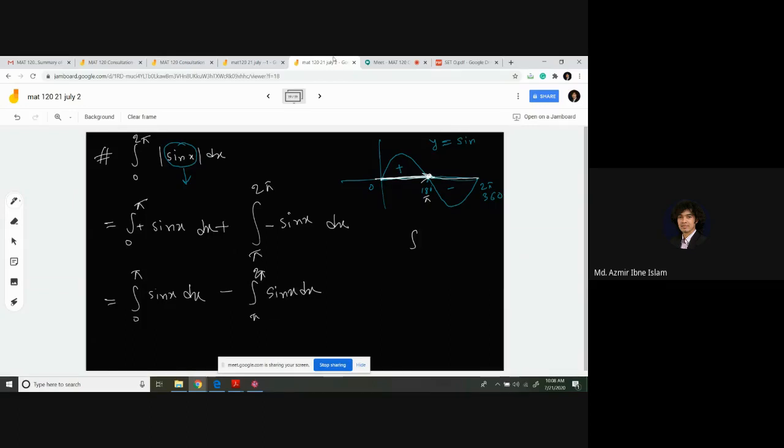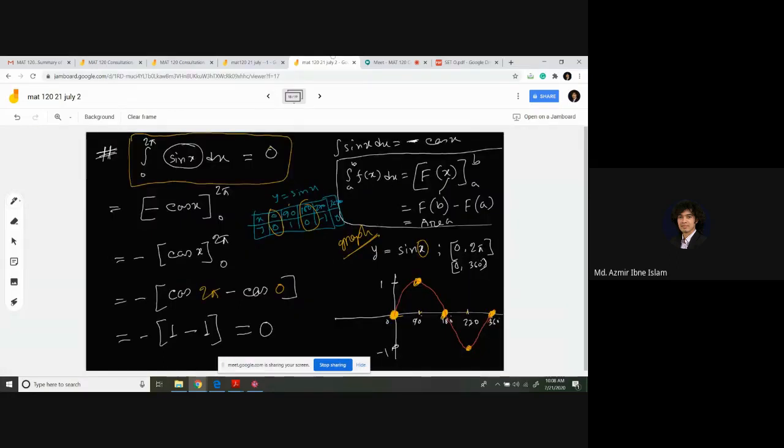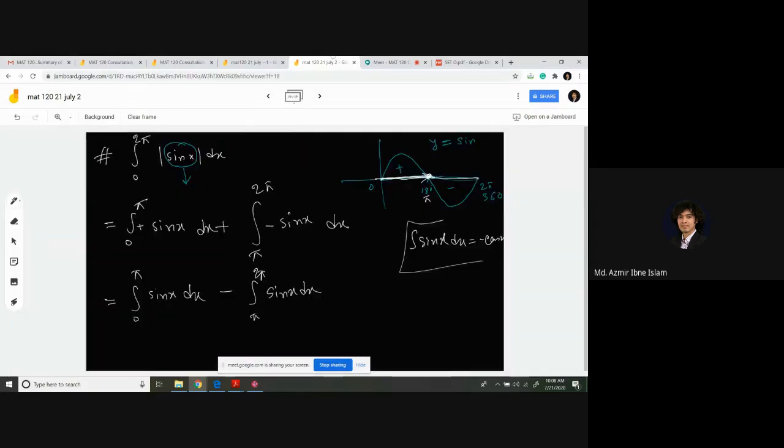Now we know that integration of sine x dx is negative cosine x. Can you understand that here we have just sine x, but here we have modulus sine x. So this time it will not be 0, it will be some other value. So let's see what we will get. Integration of sine x, the result will be negative cosine x with upper limit pi, lower limit 0. Again for this one, integration of sine x, negative cosine x, from pi to 2 pi.